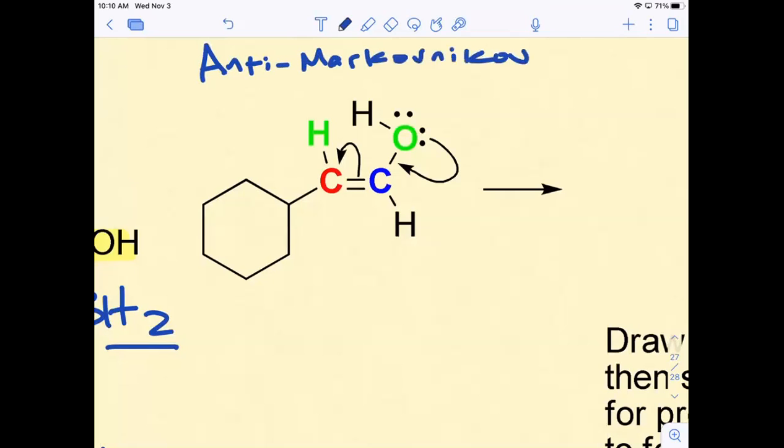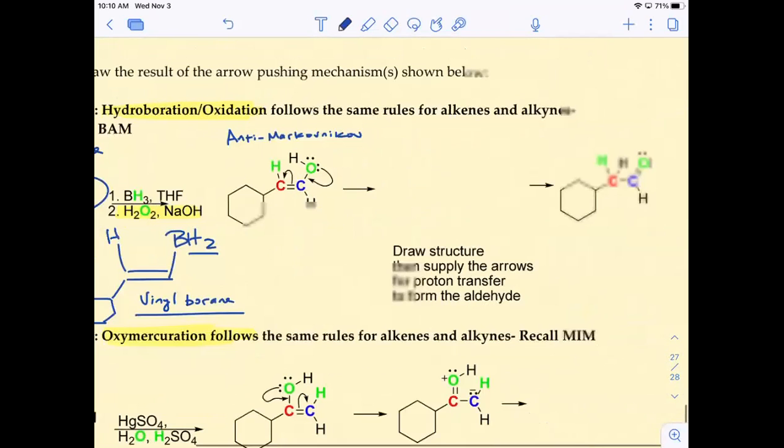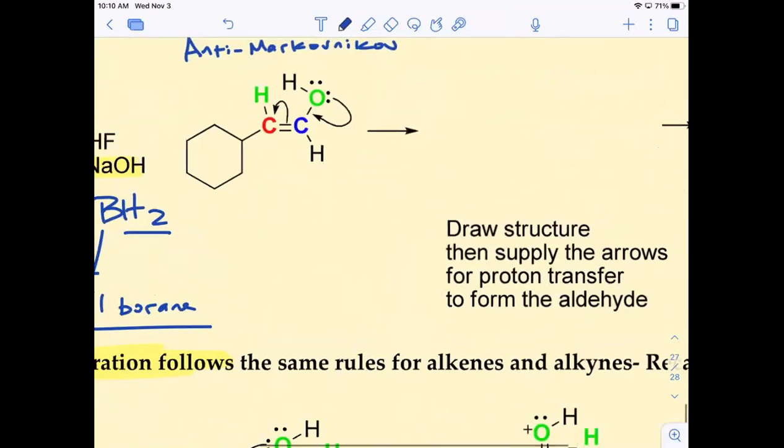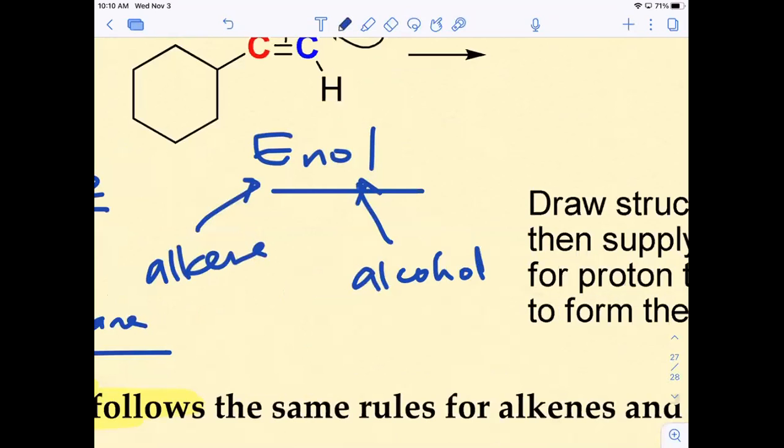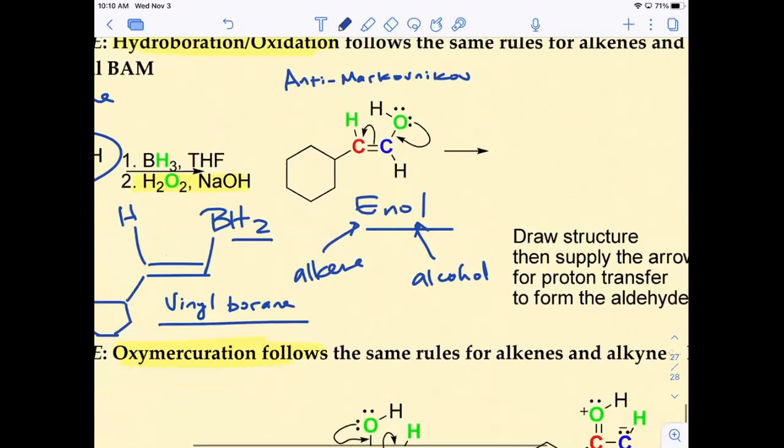All right. So now what ends up happening is this thing actually rearranges, right? This won't stay like this. This is what we call an enol, right? The ene is for the alkene, the double bond, and the ol is for the alcohol. So the enol is unstable, right? So it actually rearranges. You can see the arrows here.